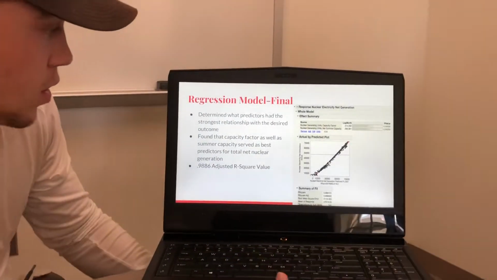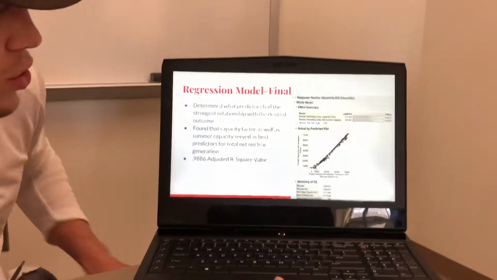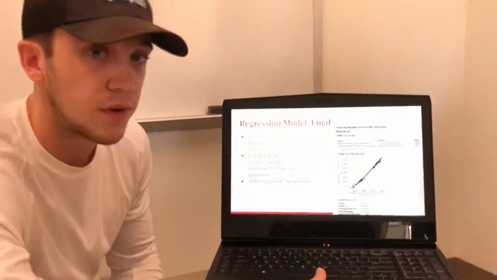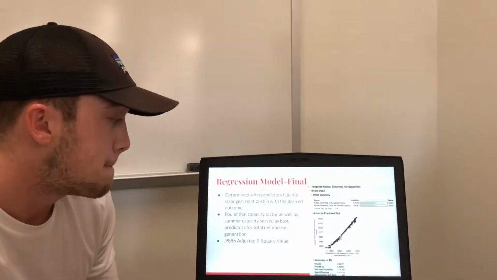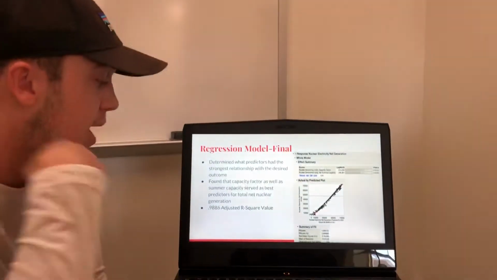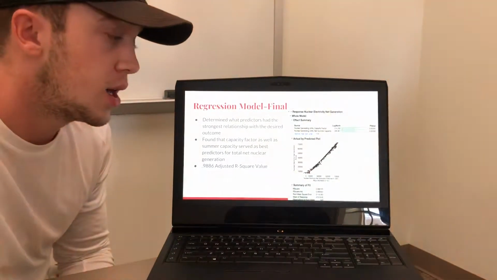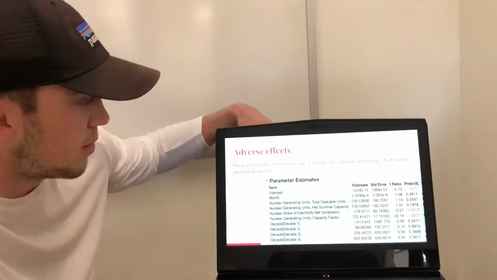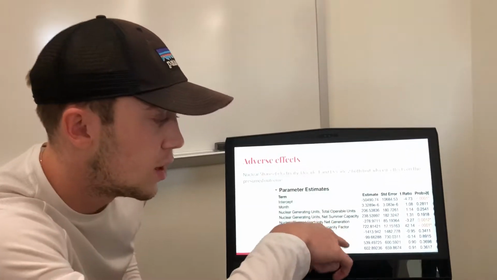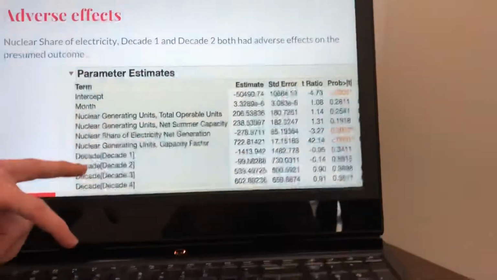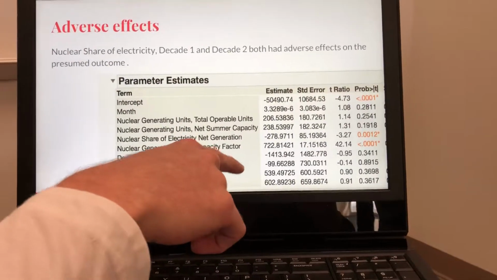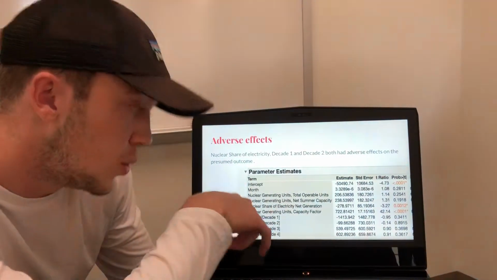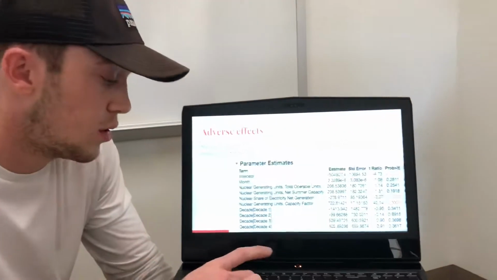So our next regression model, which was our final model, showed that capacity factor and summer capacity were our best predictors for our categorical response. That had an adjusted R-square value of 0.9886, which is extremely high and much better than the initial model that we initially had. And then we looked at some adverse effects, some variables that held a negative estimate. And you can see decade 1 and decade 2 both had negative values, as well as nuclear share of electricity net generation.